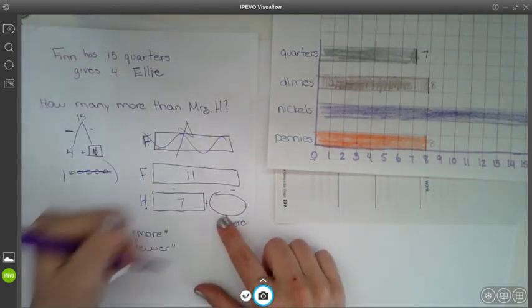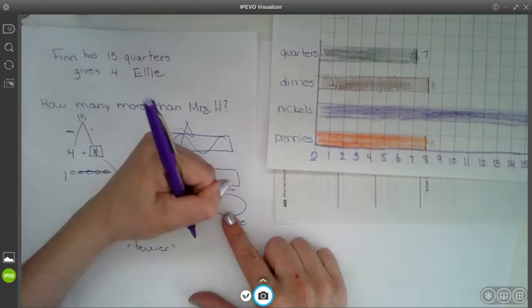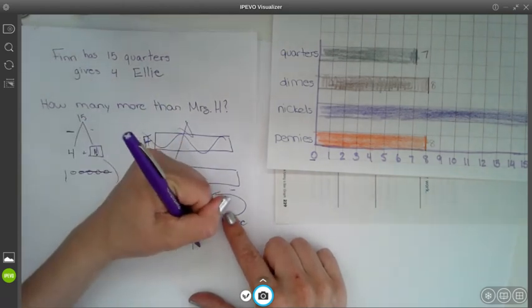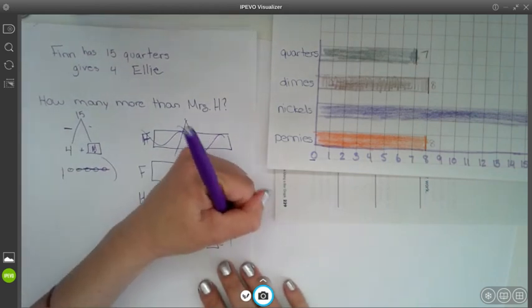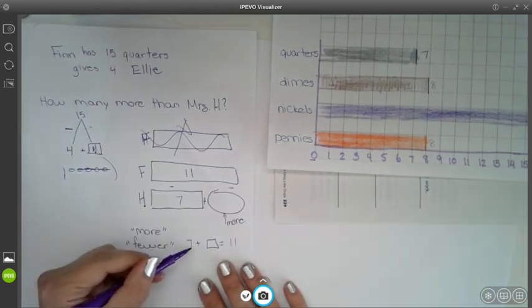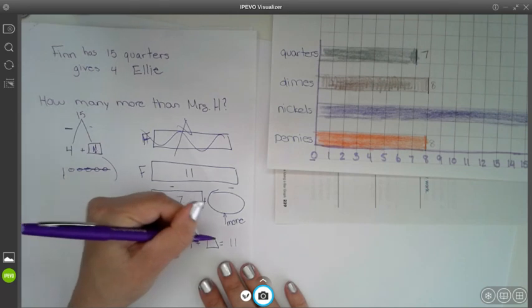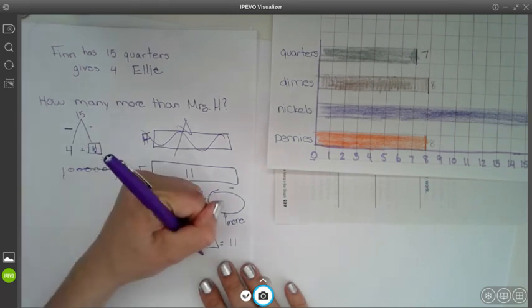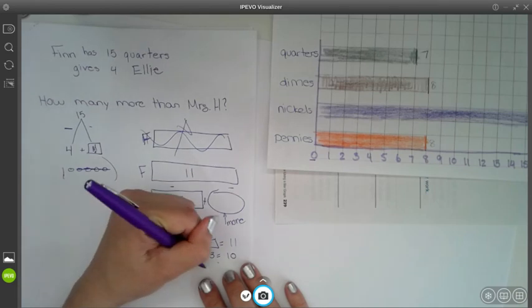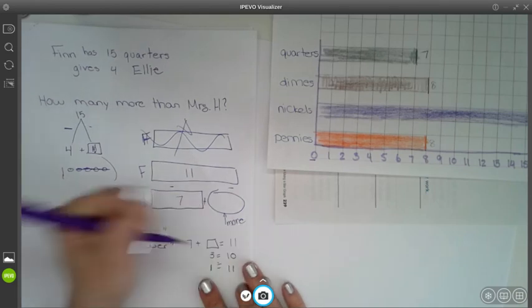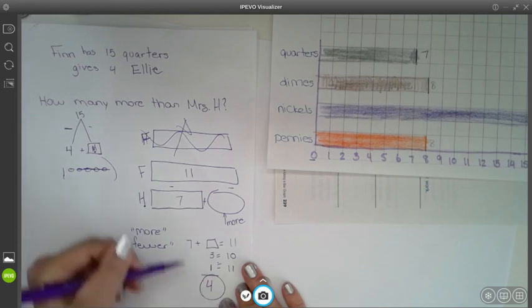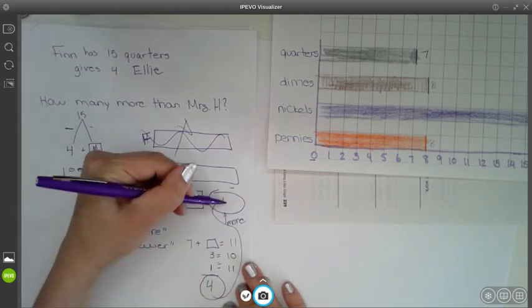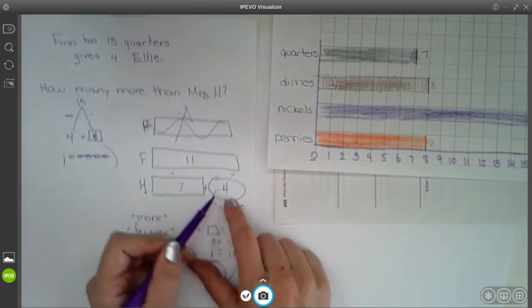Okay, so you're going to do 11 minus 7. And on this one, I'm going to go ahead and count up. Just we do different strategies, right? So we find that missing partner. So 7, how many do I need to add to 7 to get to 11? 7 plus 3 is 10. Plus 1 is 11. So that would tell us that Miss Hampton has 4 fewer, or Finn has 4 more than Mrs. Hampton.